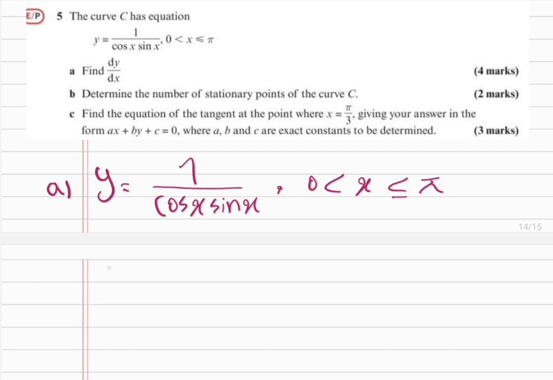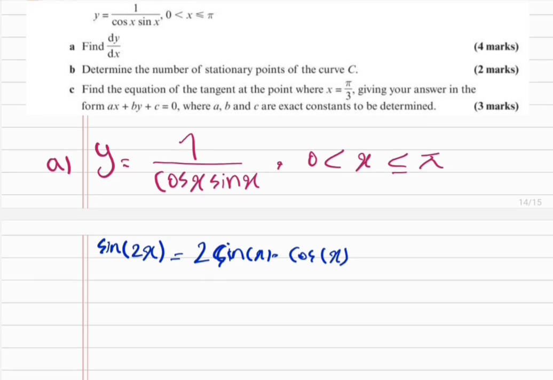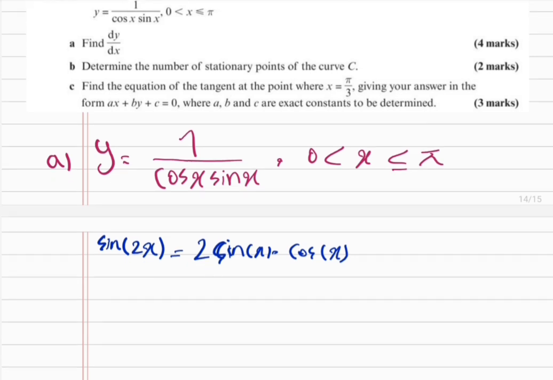So we need to remember the identity that sine 2x is equal to 2 sine x times cos x. Now here, if you look at the denominator is cos x times sine x. And then looking at here, as you can see, we have sine x times cos x, but this 2 term is a bit annoying here. So we just need to get rid of the 2. And the way we can do that is simply by dividing both sides by 2.